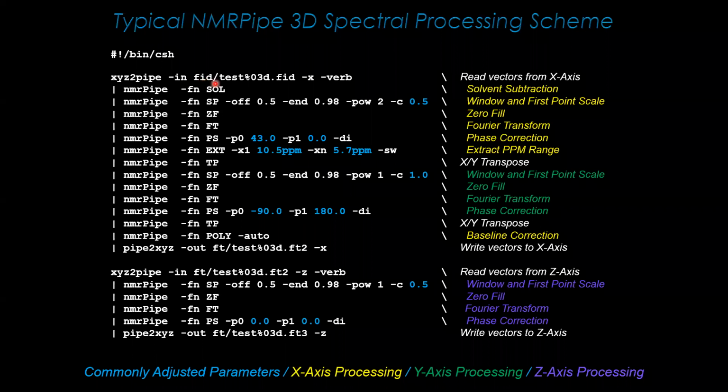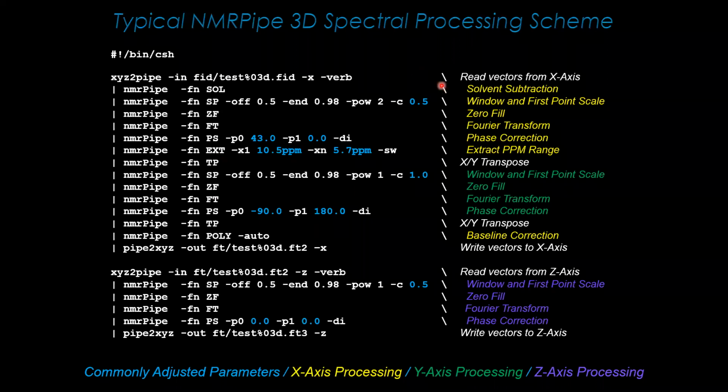There we go. So this long stretch of commands is one long pipeline. At the beginning of the pipeline, we have a program that reads data in from a time domain data set. And at the end of the pipeline, we have a command that writes the data out to a process data set. And in between, we have a list of all the processing functions that we want to apply and the parameters for those processing functions.